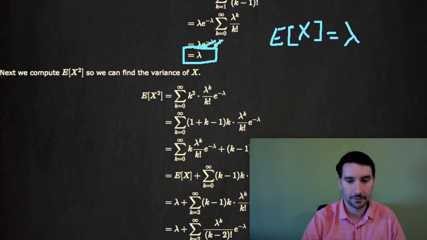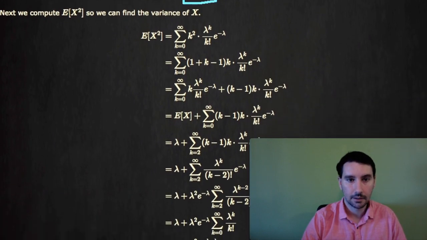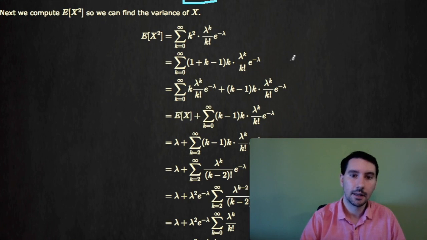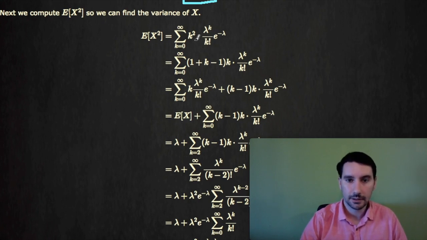Now let's find the variance. To find the variance, we should first compute the expected value of X squared, so we can use the formula E of X squared minus the quantity E of X, squared. So E of X squared is the sum of k squared lambda to the k over k factorial e to the minus lambda.